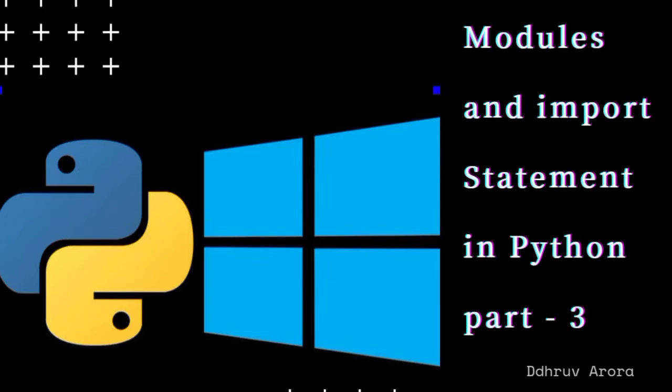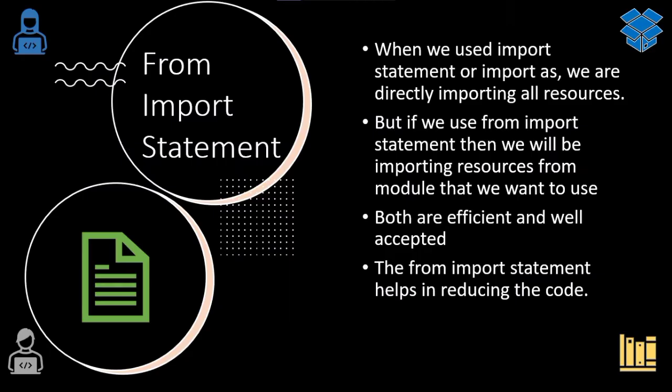So hello guys, let's continue again. Let's understand the from import statement in Python. We already know how to use the import and import as statements in Python. When we use the import statement to import a module, package or library, we have to use the dot operator to access definitions inside it.